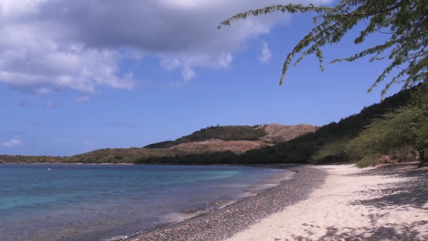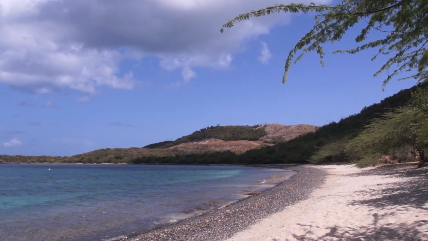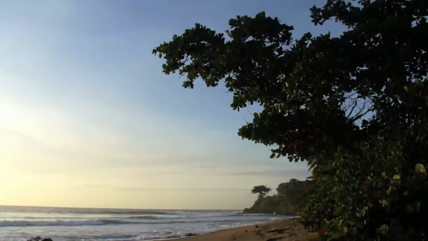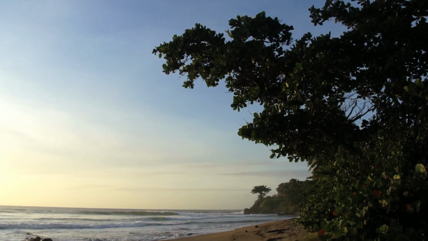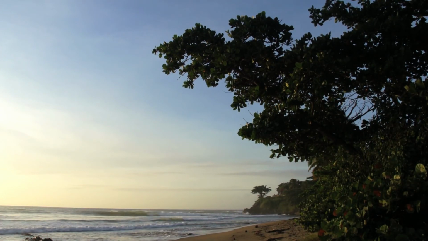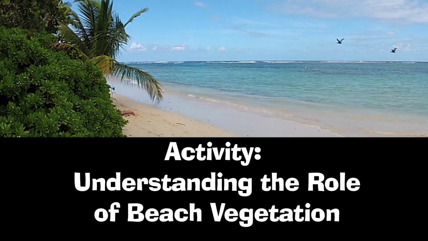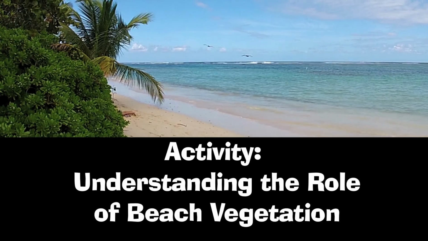The vegetation located at and behind the beach plays an important role in the stabilization of sediments and the prevention of erosion. In order to determine the role played by beach vegetation, you may perform the following activity. Understanding the role of beach vegetation.